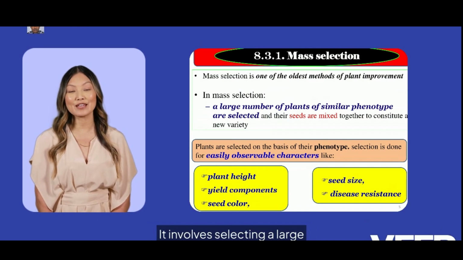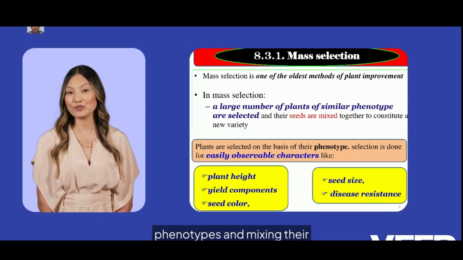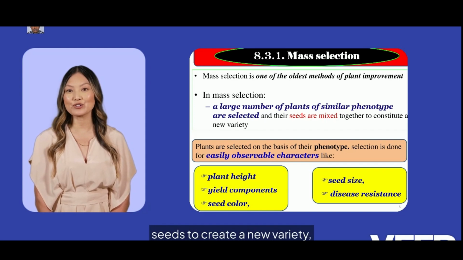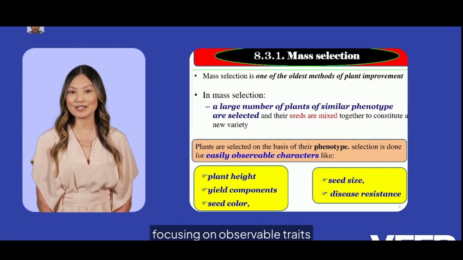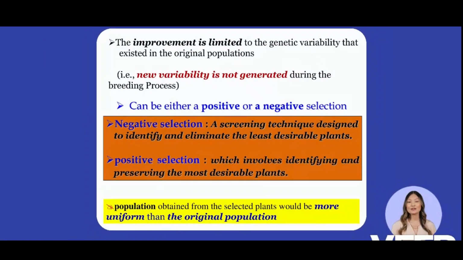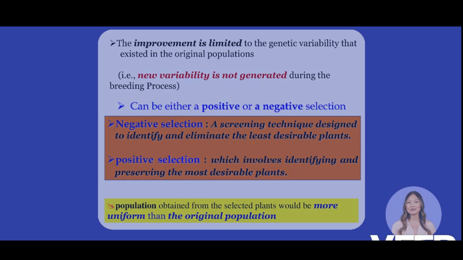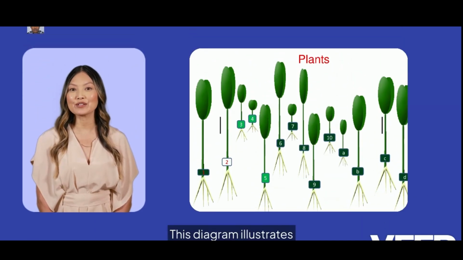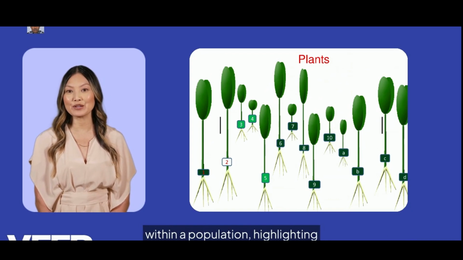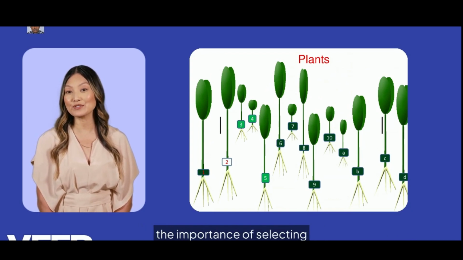It involves selecting a large number of plants with similar phenotypes and mixing their seeds to create a new variety, focusing on observable traits like plant height and disease resistance. Mass selection is limited by the genetic variability of the original population. It can be positive or negative, aiming to either preserve desirable traits or eliminate undesirable ones, resulting in a more uniform population.